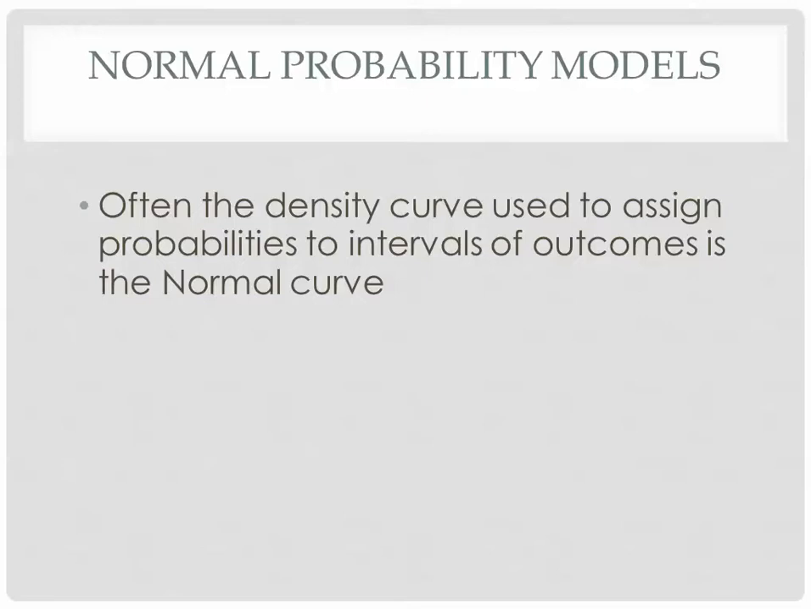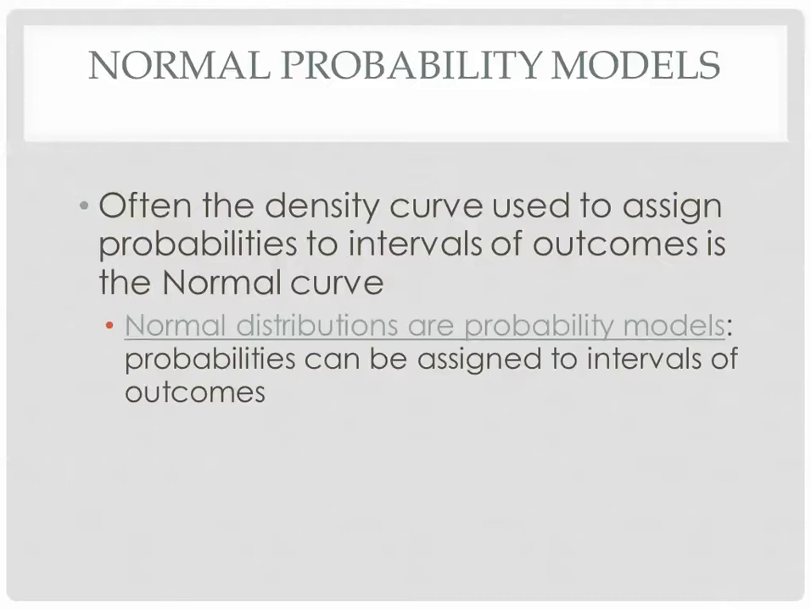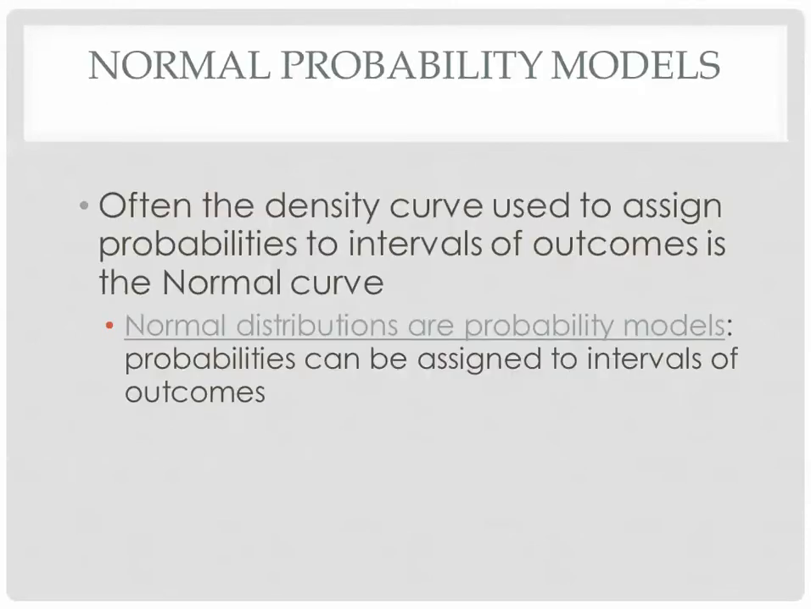This is the one that's often used to assign probabilities to intervals. And part of the reason for that is because so many things end up, the data looks like a normal curve, which is very common. And you'll see that as we go on. They are probability models. You assign probabilities to intervals of outcomes. Let me bring that back up. Okay. So normal curve. We need to look at what that looks like and what its properties are.